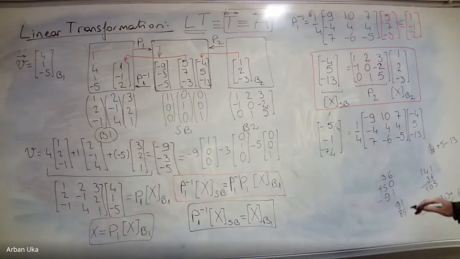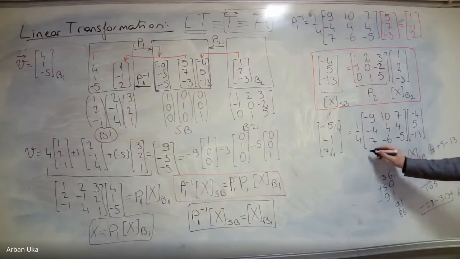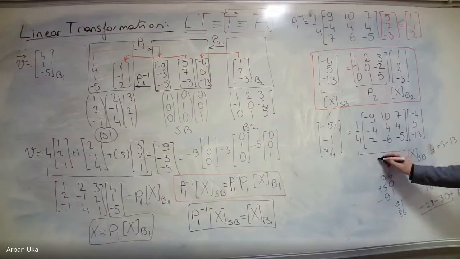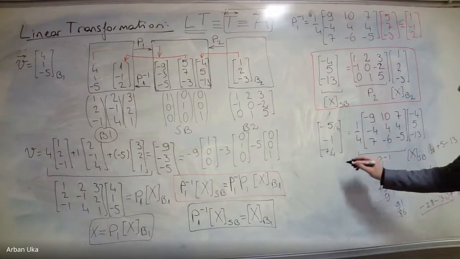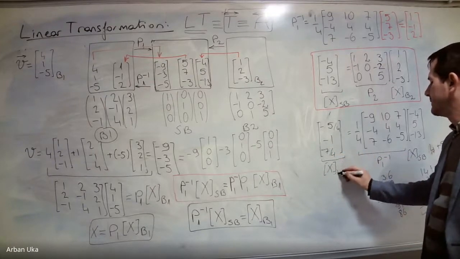Okay, so the numbers, I hope we did everything correct. There could be some plus minus 1, so this is, let's not forget, this was the standard basis. This is the P1 inverse, and this is the vector in the basis P1.